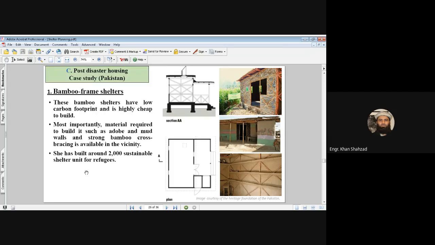So let's talk about these bamboo shelters. They have a low carbon footprint, low carbon emission, and are very cheap to build. Most importantly, the materials required to build them, such as adobe and mud walls and strong bamboo cross bracings, are available in the nearby area. You can use these as local materials which are easily and cheaply available. She has built around 2,000 sustainable shelter units for refugees as well.